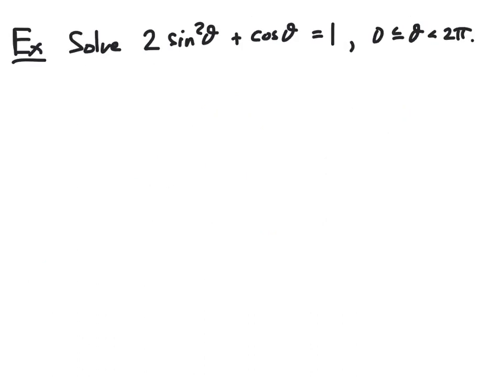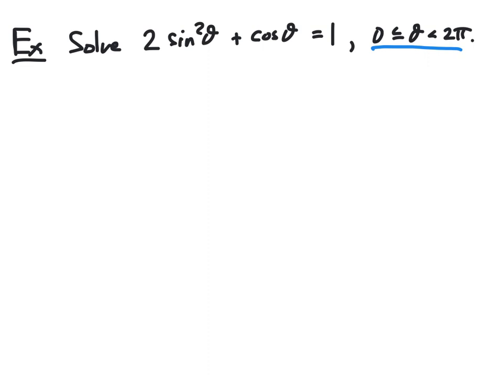In this example, we want to solve the equation 2 sine squared theta plus cosine theta equals 1, and we only want to find the solutions here that are between 0 and 2 pi. This means that we don't have to add multiples of the period 2 pi at the end, but otherwise we have to do all of the other steps of the problem.